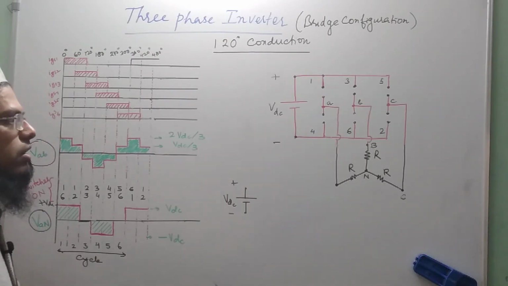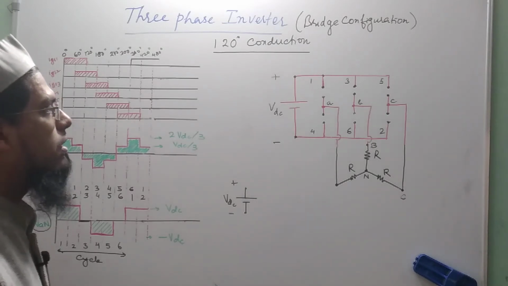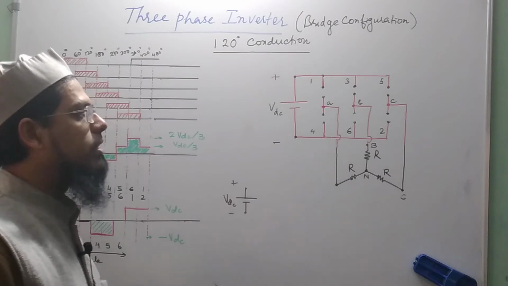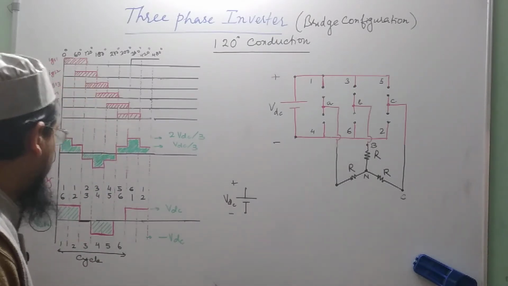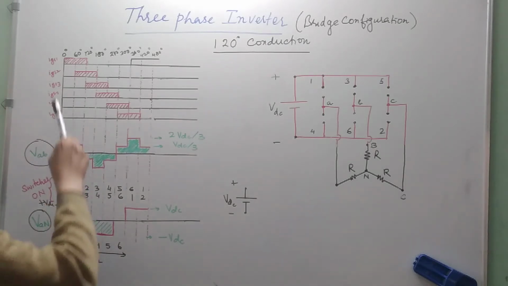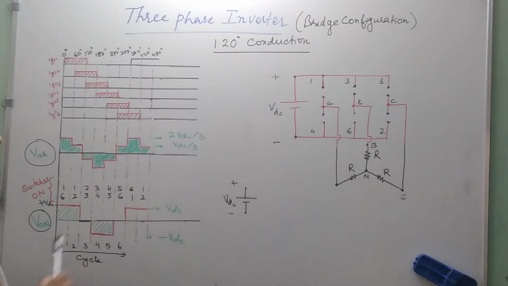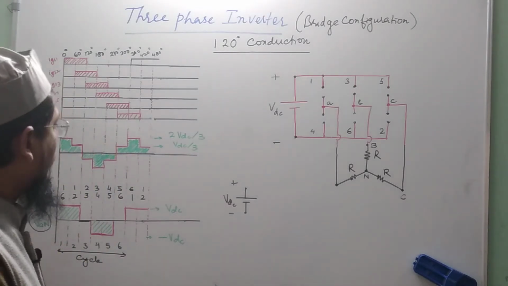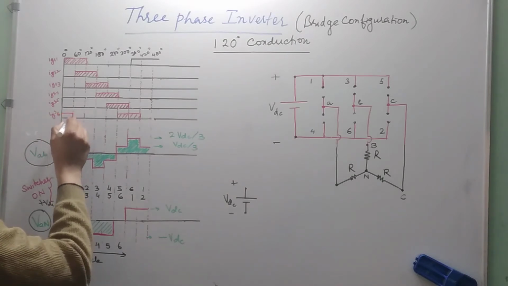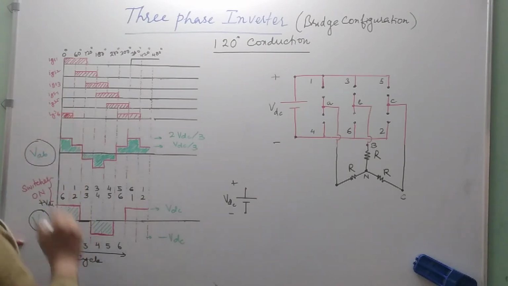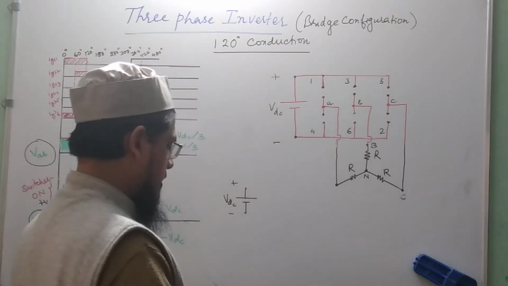Okay, so let us start drawing the operating circuit for the various steps. Let us start with the first step. In this step, the switches S1 and S6 are conducting. Let me draw S6 here also. So let us try to draw the circuit.